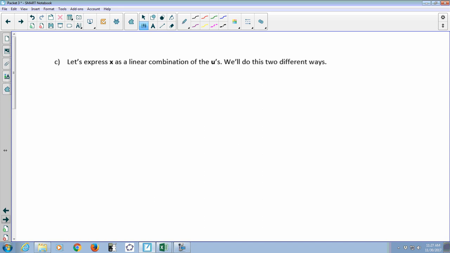All right, so I want to express the vector x that I gave you as a linear combination of the u's. I want to figure out what weights I put on the u's to build x, right? So I've got c1 u1 plus c2 u2 plus c3 u3. I want to express x as a linear combination of the u's. So the question is, what are c1, c2, and c3?